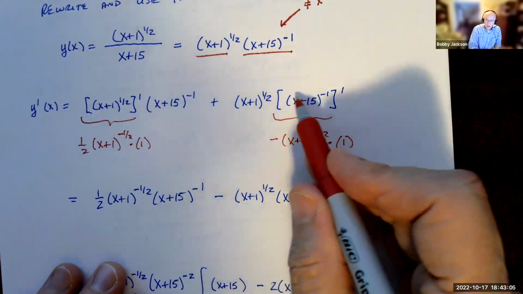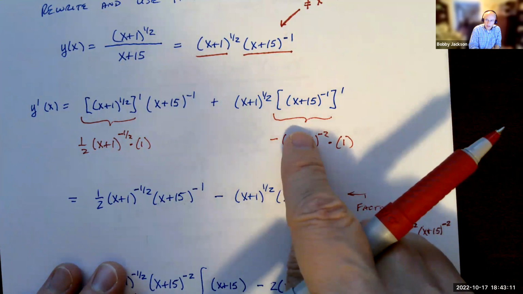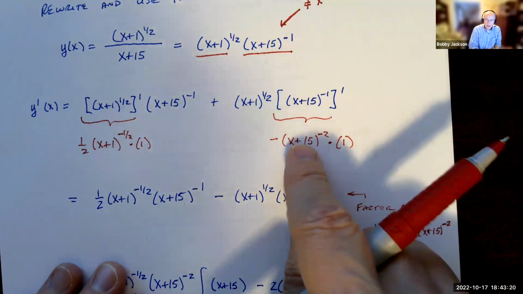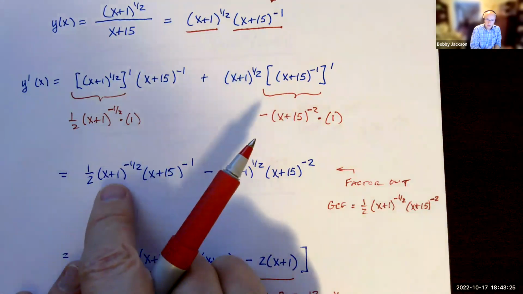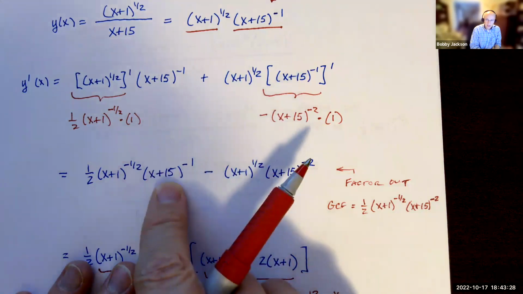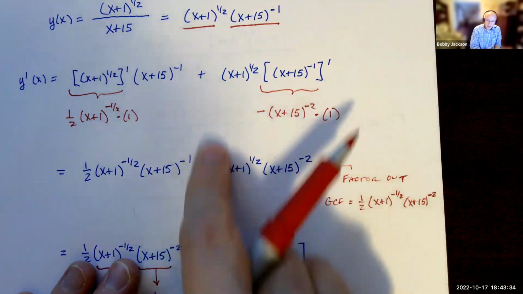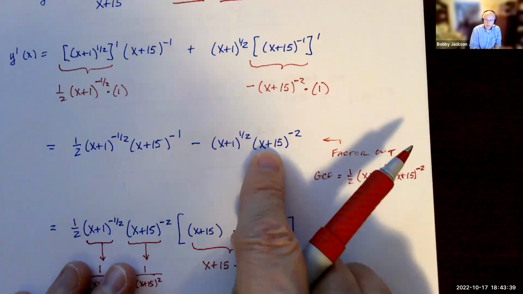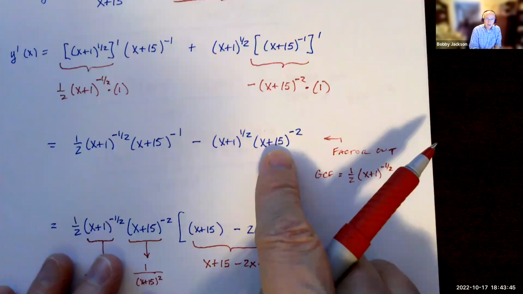Here, very similar, we bring the -1 down in front, right? Derivative of the outer function, bring the -1 down, subtract 1 from -1, I get -2, so in this case x plus 15 to the -2 power, times the derivative of what's inside. The derivative of x plus 15 is also 1. So if I clean this up, I've got 1/2 x plus 1 to the -1/2 times this function, don't forget that, x plus 15 to the -1, and then plus, well, this negative here, -1, I can bring out, making this positive a negative, x plus 1 to the 1/2, and then x plus 15 now to the -2. So this is the derivative, but to clean it up, I think they ask you to leave it in fraction form.